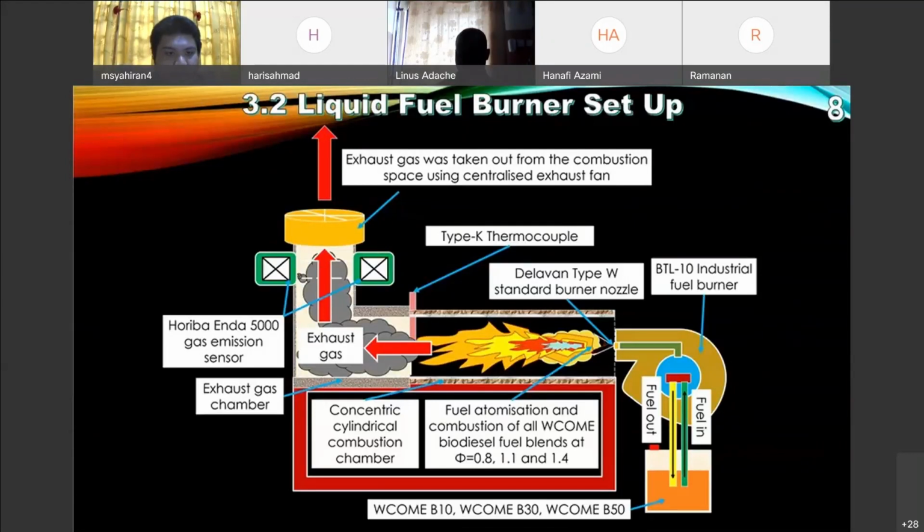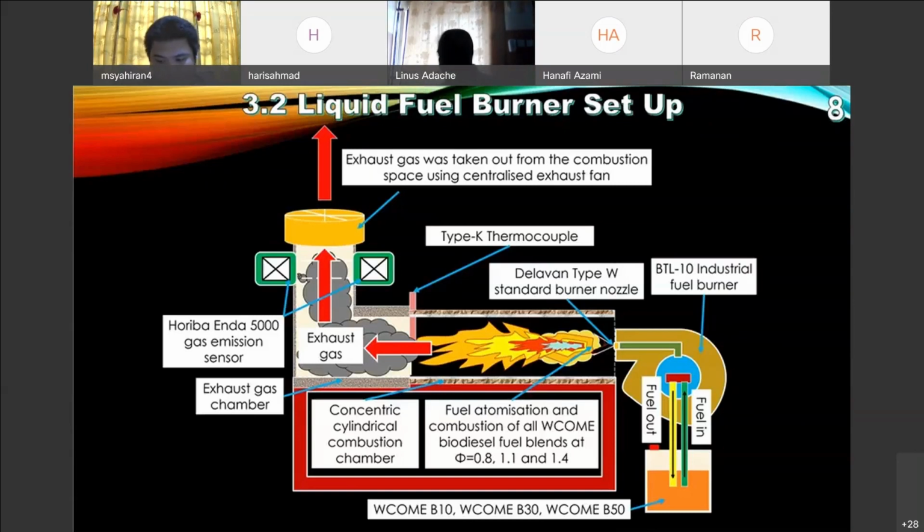Next is the setup for the liquid fuel burner. First, the fuel was pumped into the BTL 10 industrial fuel burner and atomized to fine droplets using the D11 type W nozzle. The atomized fuel was mixed with air from the burner blower and ignited using the burner igniter.